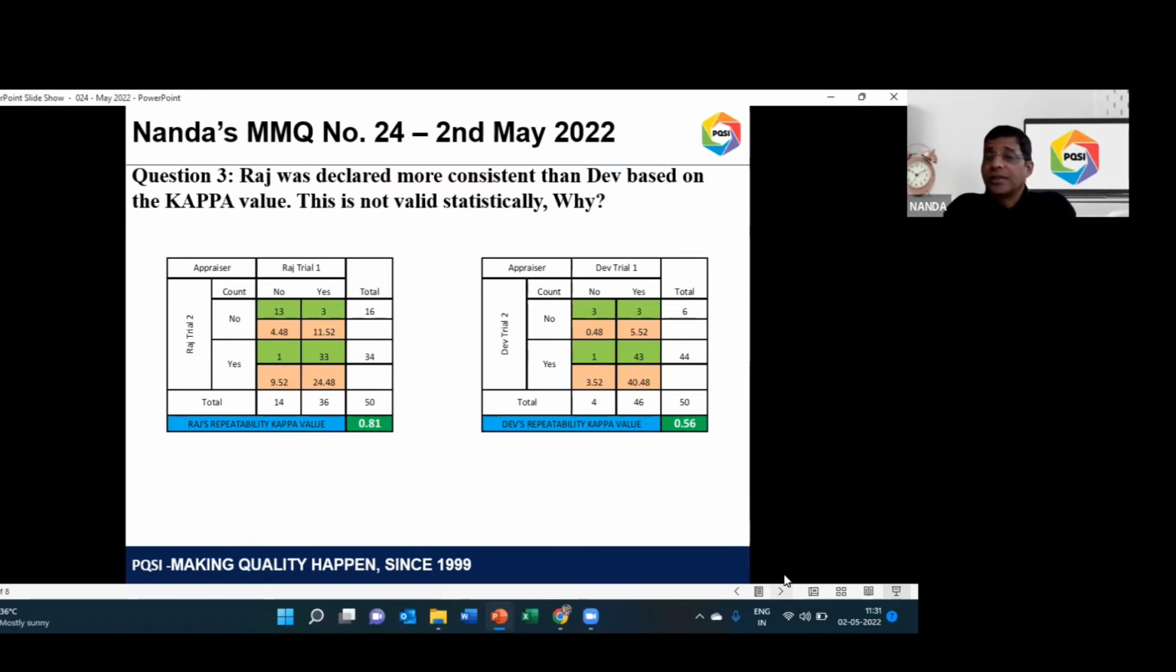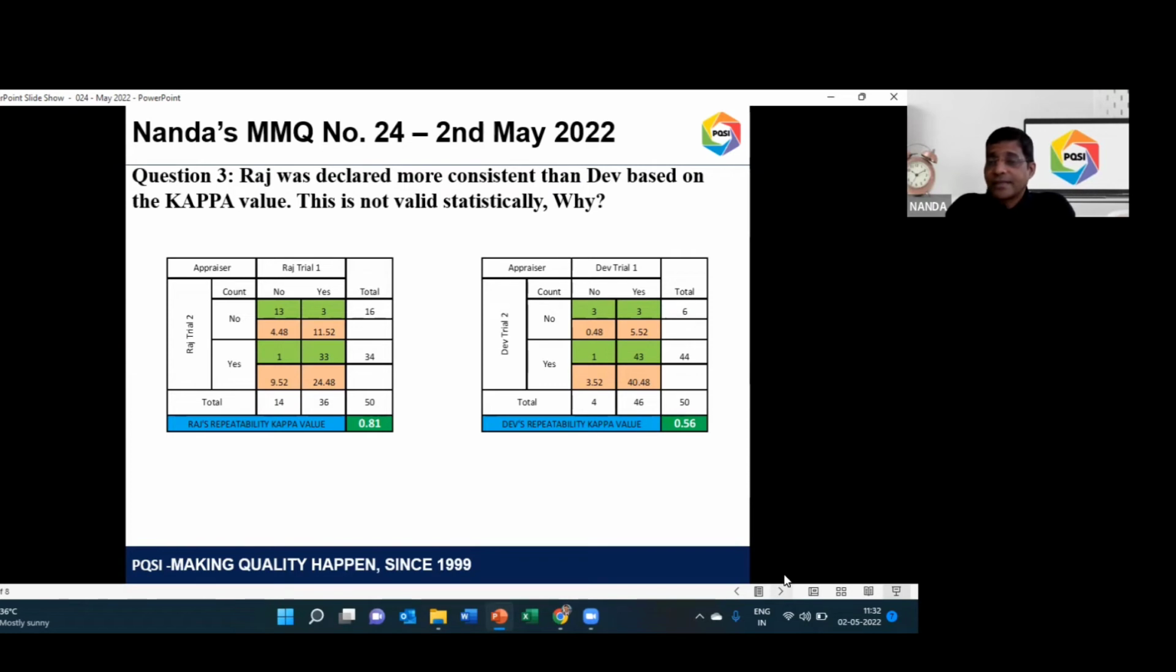And based on this attribute gauge R&R study, Raj was declared more consistent than Dev based on the kappa value. Okay, so that decision was already made in this organization based on this kappa study. However, this is not valid statistically. Okay, whatever decision they have taken is not valid statistically, right? So the third question is, why do we say this? Why do we feel that this is not valid statistically?